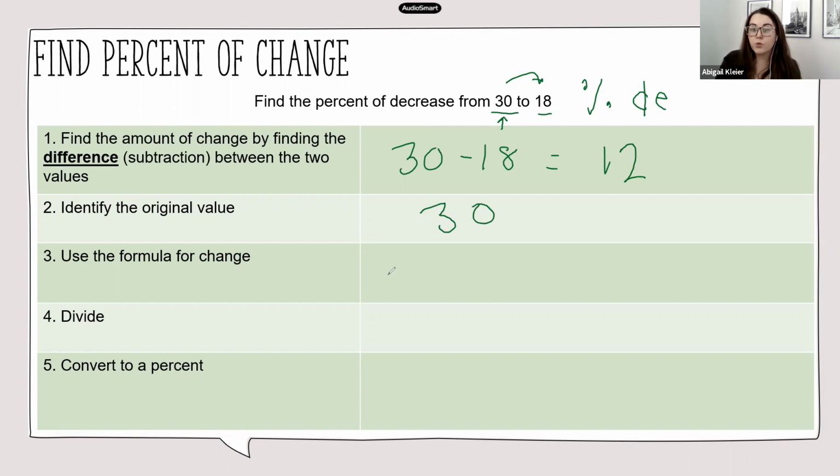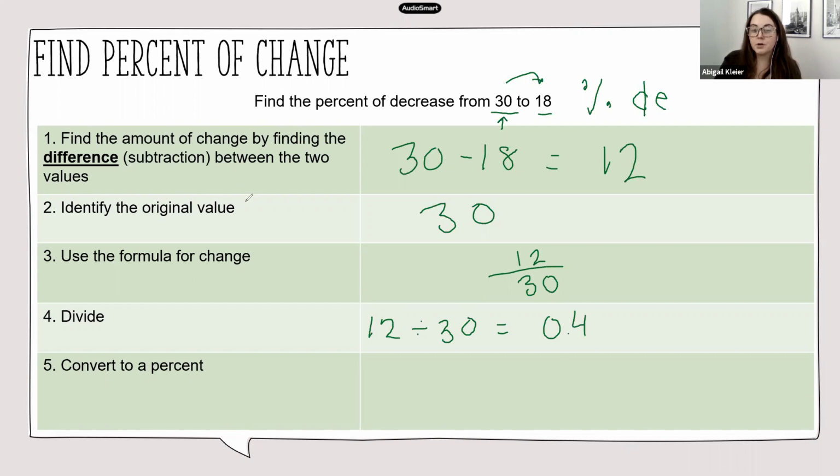We're going to use the formula for change. So the difference that we find is our numerator. The original value is our denominator. Fourth step, divide 12 divided by 30. And again, just going to use my calculator for that. 12 divided by 30 is 0.4.